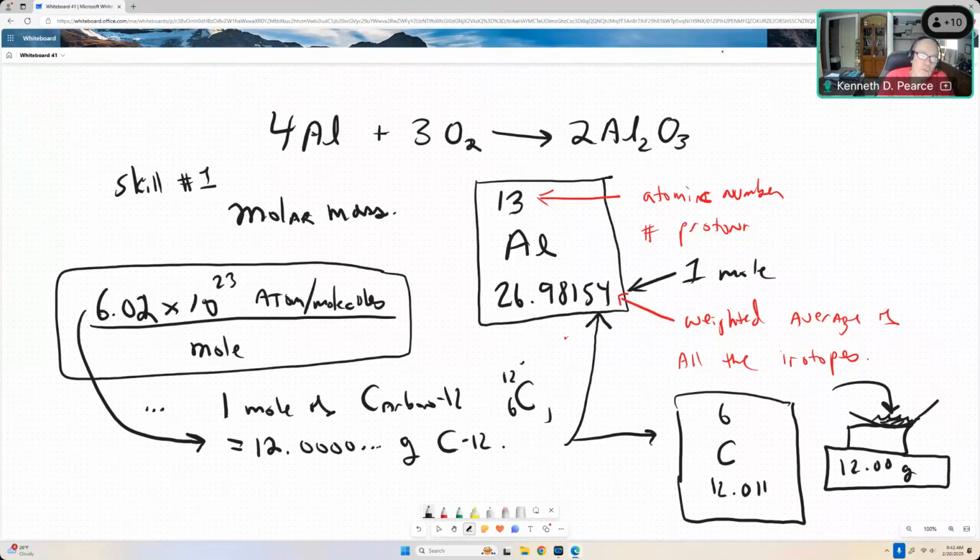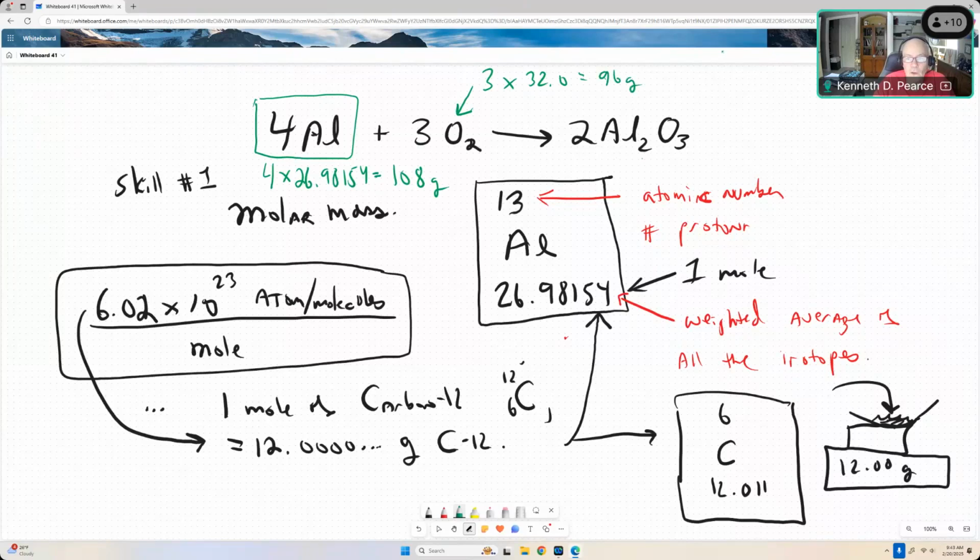So up here, and let me change colors here, if we want 4 moles of aluminum, we would say 4 times 26.98154, and we would go way out. I'm going to say 4 times 27 because that's really what it is. And we would go to the scale and weigh out 108 grams. And if we wanted 3 moles of oxygen gas, well, that's 32.0 grams per mole, and 32 times 3 is 96 grams of that.